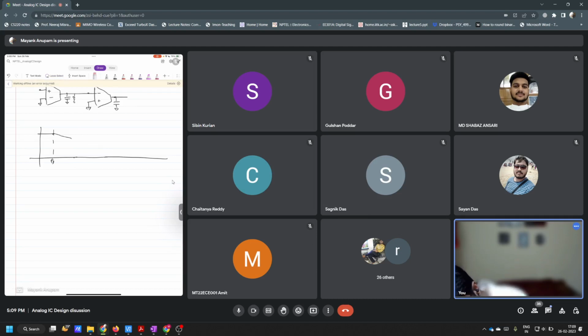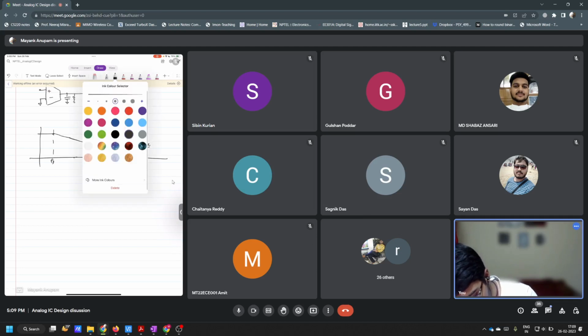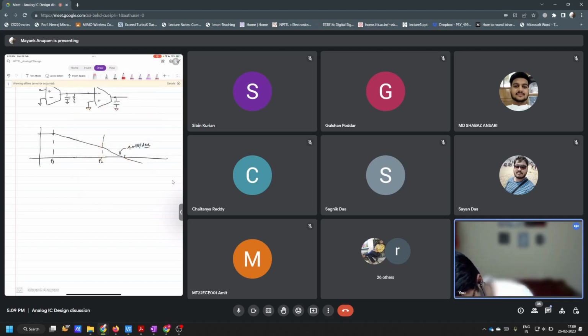Let's say without Miller compensation, you had the following situation. We have P1, P2, and then we have UGB here. Clearly here the slope is minus 40 dB per decade, correct? Without any compensation. But what Miller compensation did is the following. This is now P1 prime with Miller compensation, and after this it will start dropping.